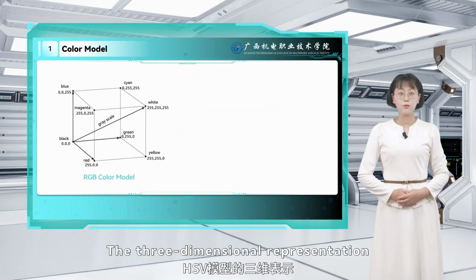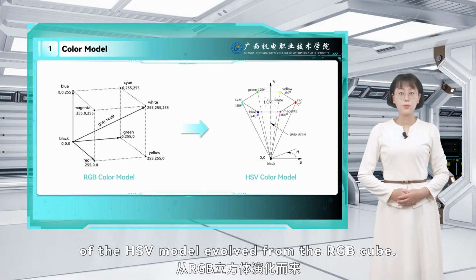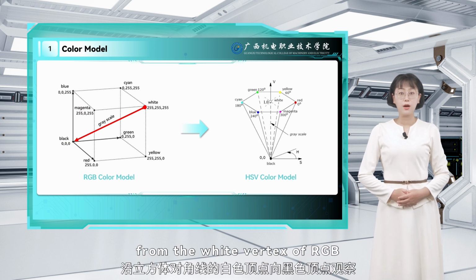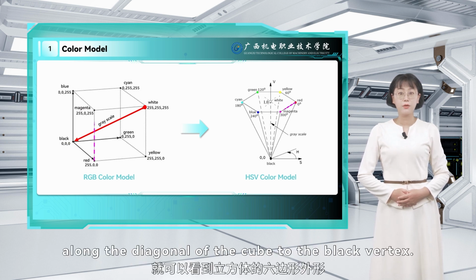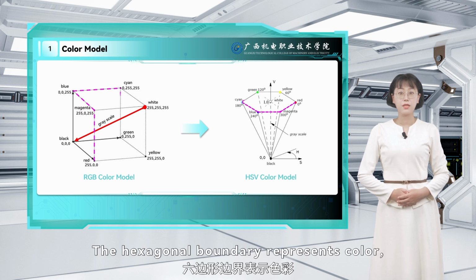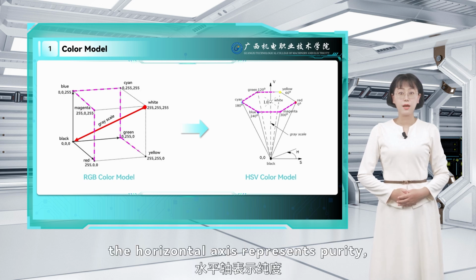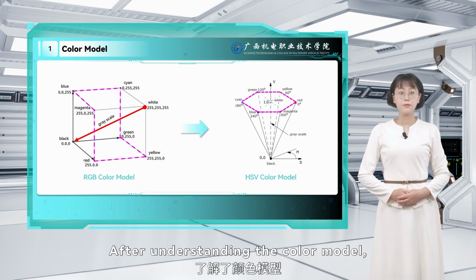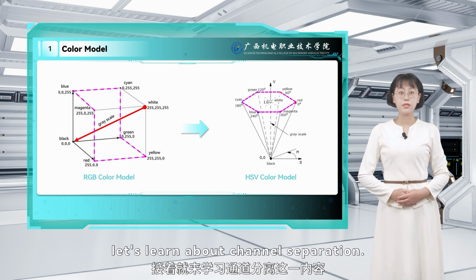The three-dimensional representation of the HSV model evolved from the RGB cube. Imagine that you can see the hexagonal shape of the cube from the white vertex of RGB along the diagonal of the cube to the black vertex. The hexagonal boundary represents color, the horizontal axis represents purity, and the value is measured along the vertical axis. After understanding the color model, let's learn about channel separation.